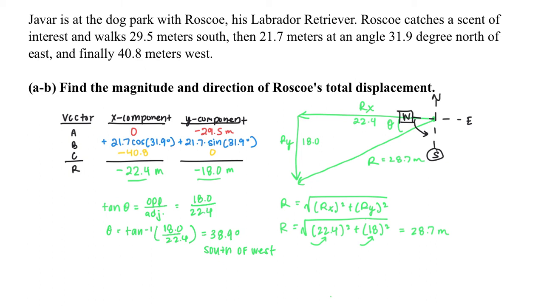So I would report this as 28.7 meters at 38.9 degrees south of west. And that would be my final answer for the total displacement, both the magnitude and direction.